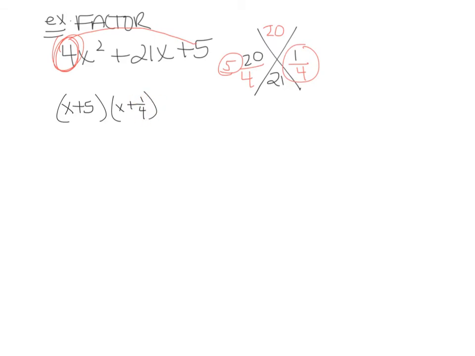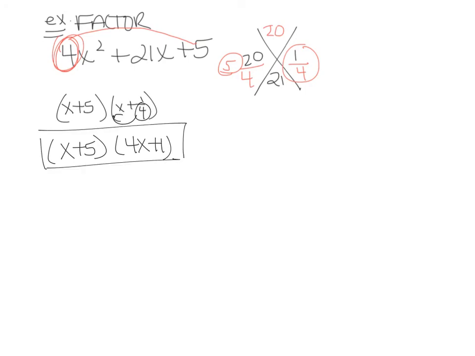I can't have a fraction, so I got to do bottoms up. And I got to move 4 next to x. So x plus 5 and 4x plus 1. It does not matter if 4x plus 1 came first or if x plus 5 came first. All that matters is one parenthesis has 4x plus 1 and the other parenthesis has x plus 5. If I wanted to check my answers, I would double distribute.